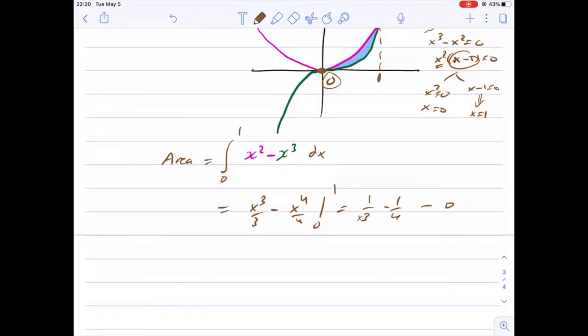So now we cross multiply these, or try to get a common denominator. So we have 4/12 minus 3/12, which is 1/12.